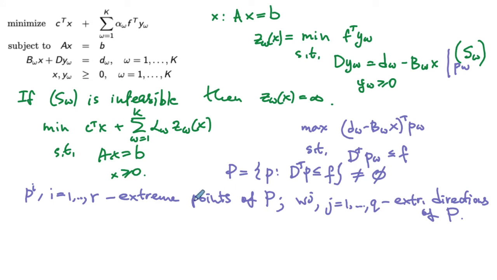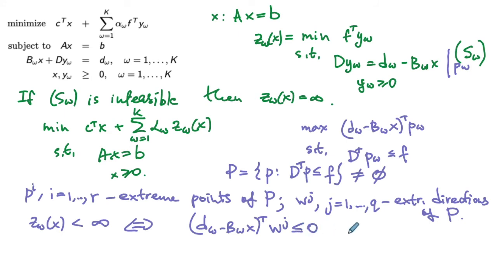is unbounded, right? So we have z_omega of x is less than infinity if and only if the scenario dual is bounded, which means that for every extreme direction of P, we need to have the objective value that is non-positive. So we have (d_omega minus b_omega x) transposed multiplied by any extreme direction w_j must be less than or equal to 0 for any j between 1 and q. This is an if and only if condition, right?